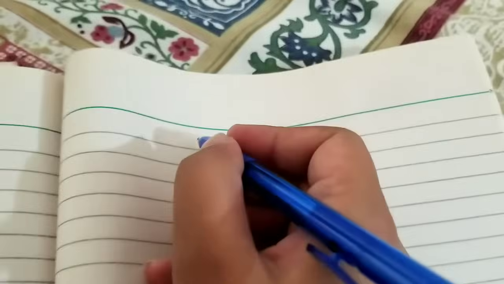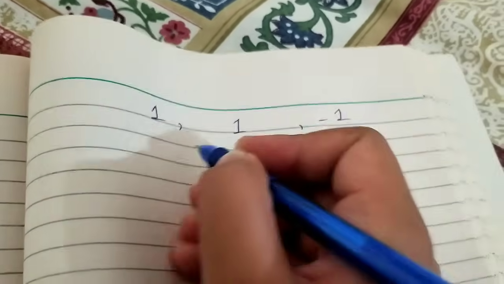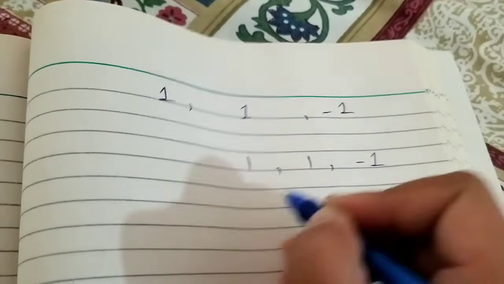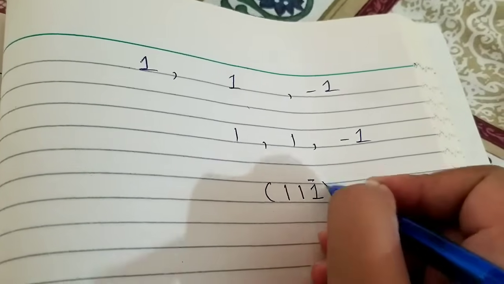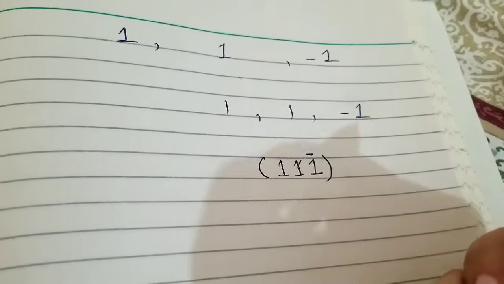Now we'll take the inverse of these intercepts, which is again 1, 1, and minus 1. So the Miller indices for this plane are 1, 1, and for minus 1 we'll show the minus sign by putting a bar over it. So these are the Miller indices for the plane A.